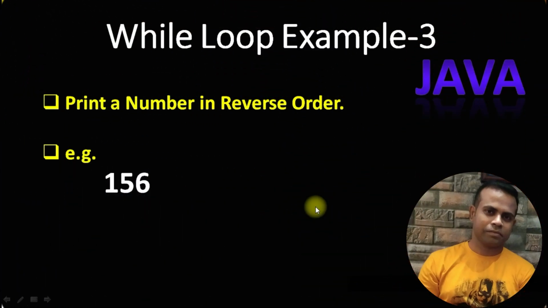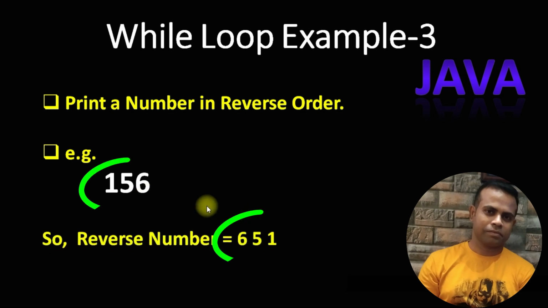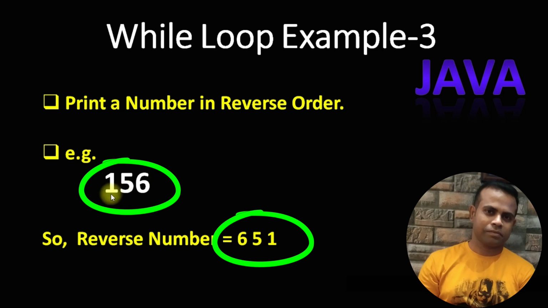Now let's create another while loop example. Let's say print a number in reverse order. Currently I have an example of 156. We have to create a program using a while loop where the returned value will look like 651. That is basically the reverse order of 156, right? So how can we create this type of program?